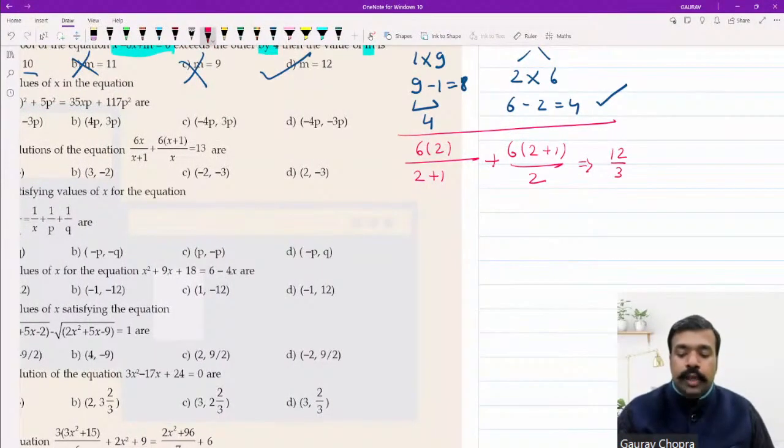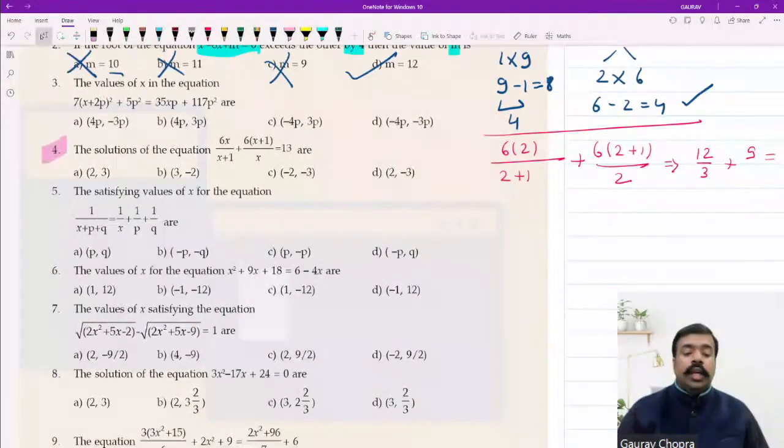So it will be 12 by 3 plus, it will be what? 6 into 3 upon 2, that is 9. So 4 plus 9 is 13. So from 2, we are getting 13. That means 2 is correct. Now with 2, what will come?